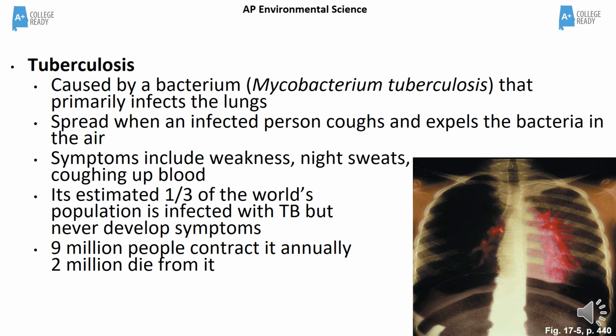Tuberculosis is caused by a bacterium called Mycobacterium tuberculosis that primarily infects the lungs. It spreads when an infected person coughs and expels the bacteria in the air. Symptoms include weakness, night sweats, and coughing up blood, and it's estimated that a third of the world's population is infected with TB and never develops symptoms. 9 million people contract it annually, and 2 million people die from it.